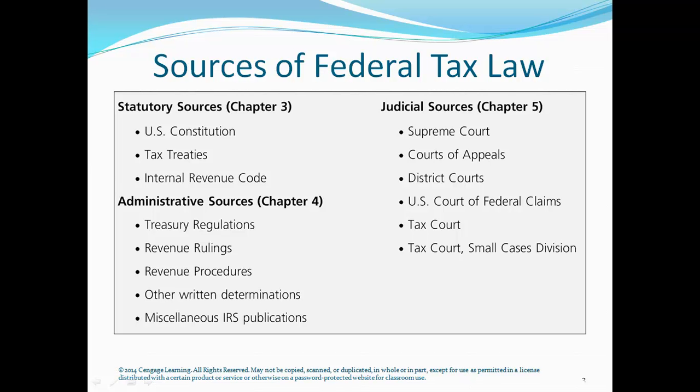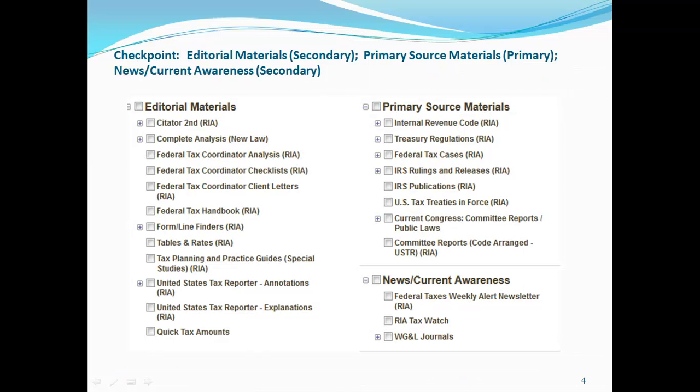This lists the sources of federal tax law. Statutory, covered in Chapter 3, administrative, covered in Chapter 4, and judicial, covered in Chapter 5. These are primary sources of tax law.